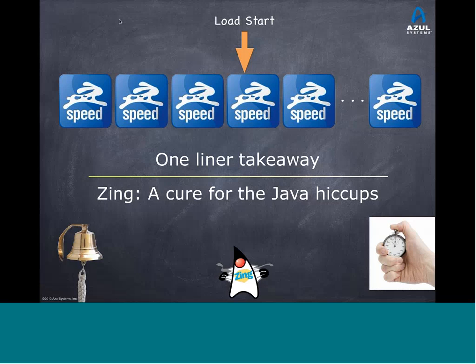Thanks. I've got another question here. How does ReadyNow compare to ahead-of-time compilation?